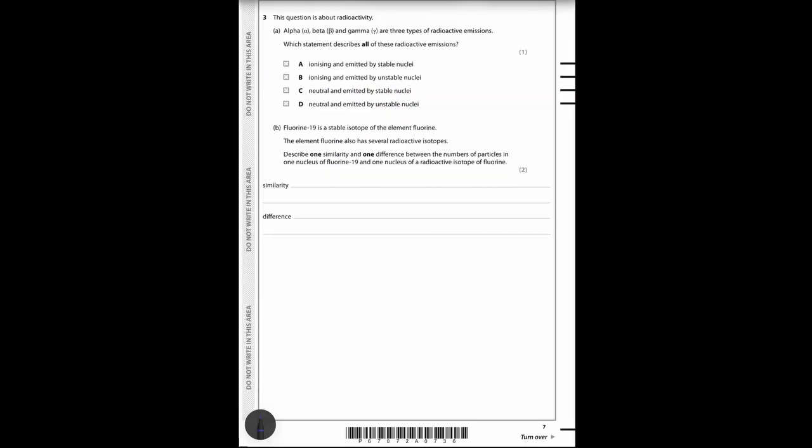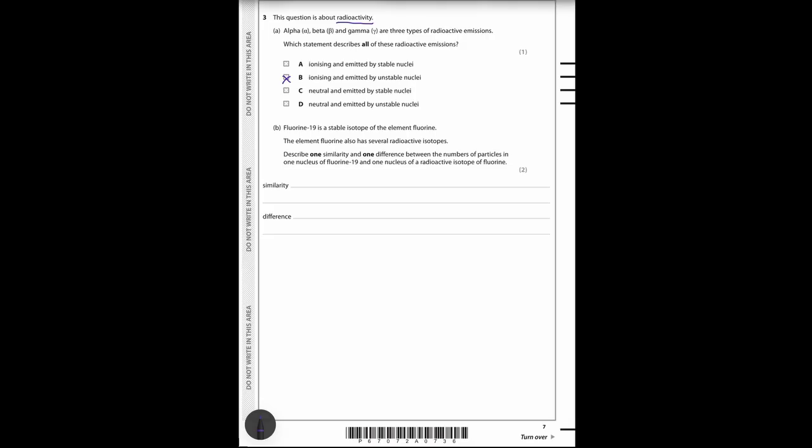So the next question that I've identified is about radioactivity. So again, I need to just make sure that I know my content for all of them: alpha, beta, gamma, and then which statement describes all of them. So I'm just having a look at the options that I'm given, and I can see from here that the two things are either ionizing or neutral, and then it says stable or unstable. So I've got to decide, okay, is radioactivity ionizing or is it neutral? Is it from stable or unstable? And I know that it's got to be ionizing, it's got to be from unstable, and all the others are different variations of that apart from B. So I know that B is the correct answer. So I'm happy with that one.